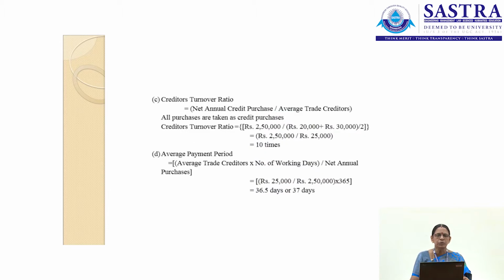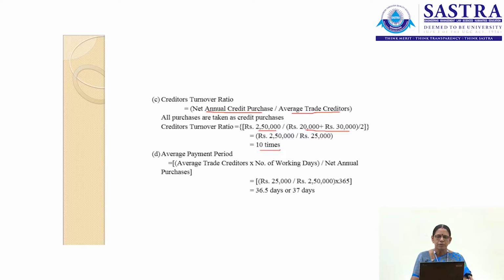Next we shall see what is creditors turnover ratio. Net annual purchases divided by average creditors. All purchases are taken as credit purchases here. If no information is given particularly about cash purchases and credit purchases, we take into account all purchases as credit purchases. Creditors turnover ratio is equal to 2,50,000, that is your purchases, divided by your trade creditors, that is 20,000 plus 30,000 divided by 2. So this is 10 times.